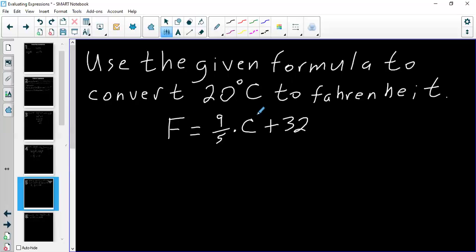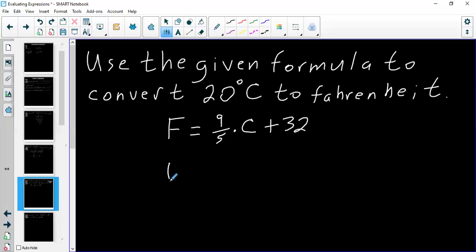Here's one that's a little bit practical. Use the given formula to convert 20 degrees Celsius to Fahrenheit. So we're basically the last country in the world that measures degrees in Fahrenheit. The rest of the world measures things in Celsius. So if you go somewhere or if you read a temperature for another country, you're probably going to see it in terms of Celsius. Here's a real basic formula that you can use to convert it to Fahrenheit.